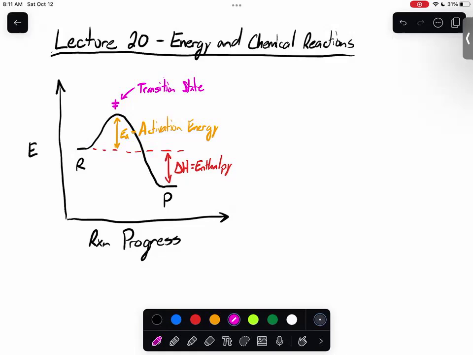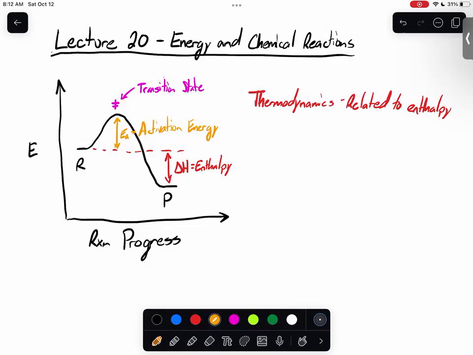Now, with that being said, there's two different terms that you're going to hear us talk about, which are relatively important. And the first one is thermodynamics. All right. And thermodynamics is essentially just talking about the total energy values in the system. All right. So it's related to enthalpy. So whether or not your enthalpy is positive or negative, that's all talking about what is called thermodynamics.